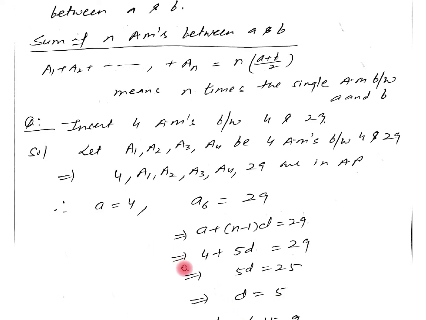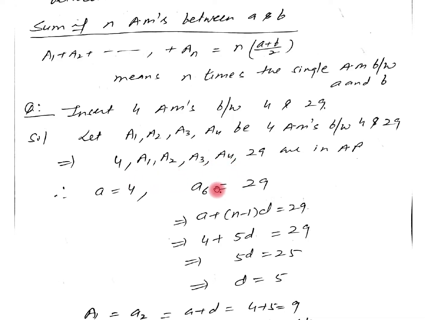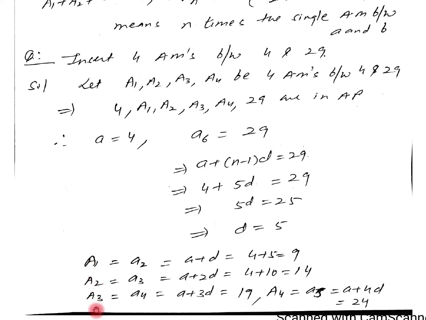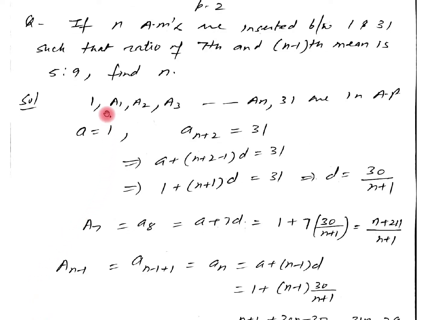Now we know a and d. You can find any term of the AP. Here A1 means the second term, A2 means the third term, A3 means the fourth term and A4 means the fifth term of this sequence. So we can easily calculate A1, A2, A3, A4 using the nth term. A1 means the second term, which is a plus d, 9. Similarly, you can find the value of the other arithmetic means. Now let us see the next question.